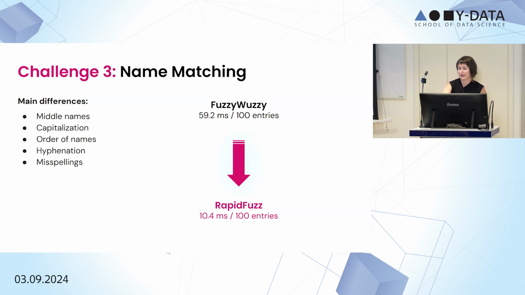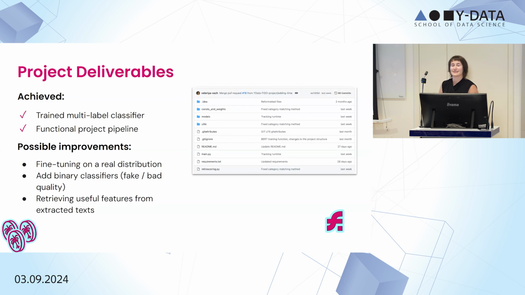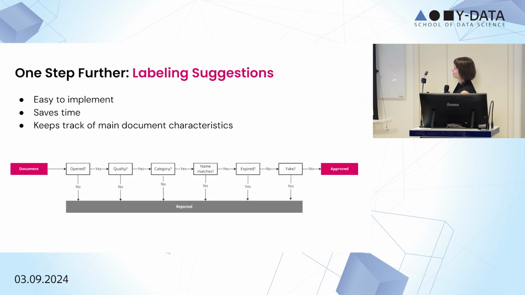So I used it, and now finally we can say confidently that we've managed to achieve the goals of our project: to train the multi-label classifier with the top 1 accuracy of 80.7%, and build a functional end-to-end pipeline for text extraction and document evaluation. There are, of course, several things that could be improved, and I'll talk about one of them. That's like an extra result of my project.